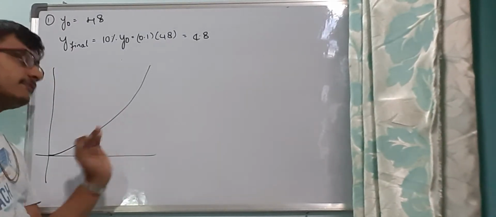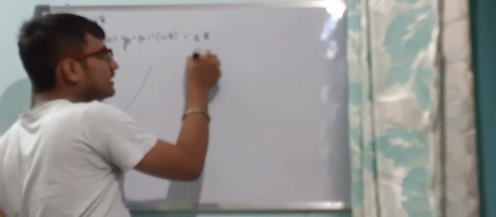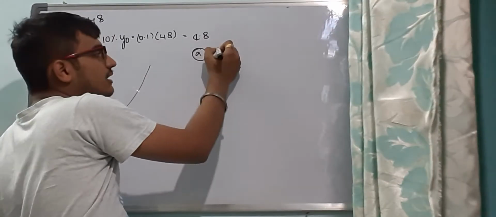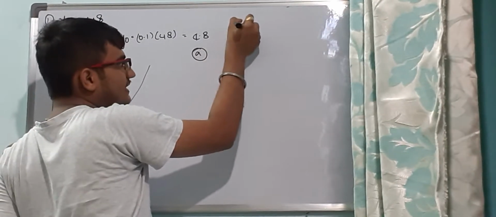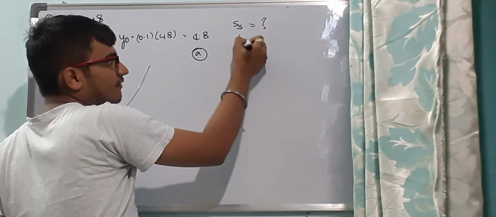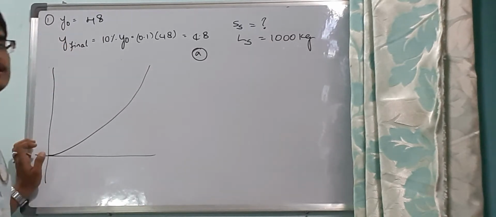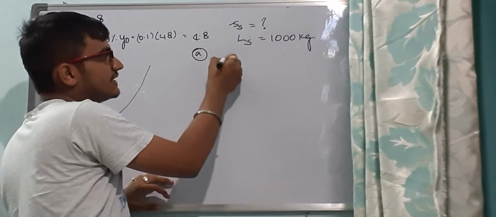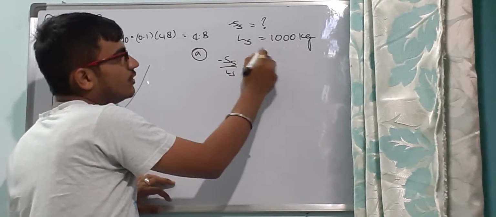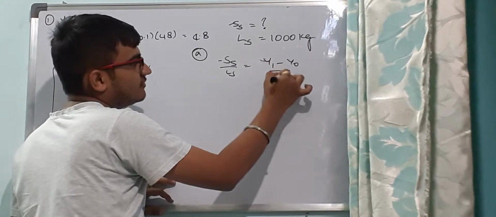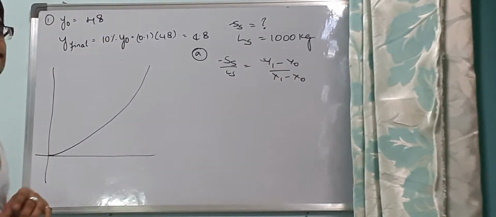After this plotting, first he has asked to find the adsorbent required. Question A: find the adsorbent required, which is nothing but SS, when 1000 kg of solution is given. That means LS is 1000 kg. To refer to the question, please refer to the notes that I am sending you. Initially at single stage, what is the SS required? Minus SS by LS is equal to Y1 minus Y0 by X1 minus X0. We already know this for single stage.